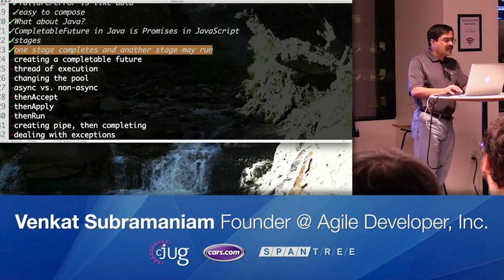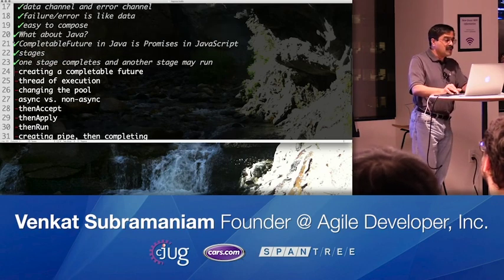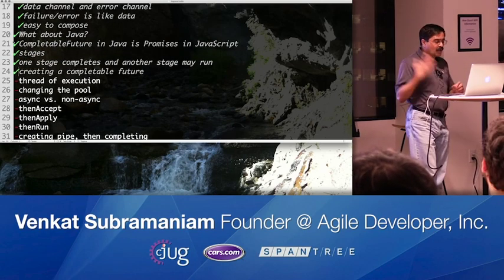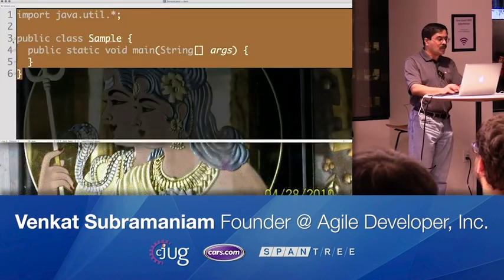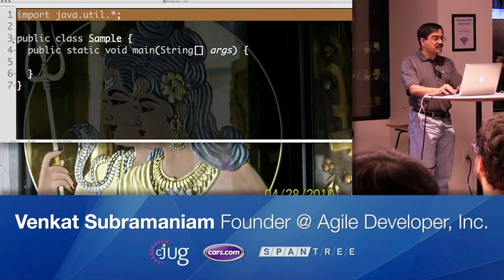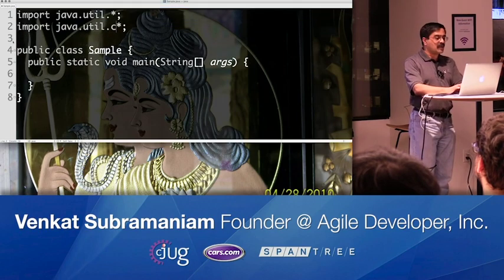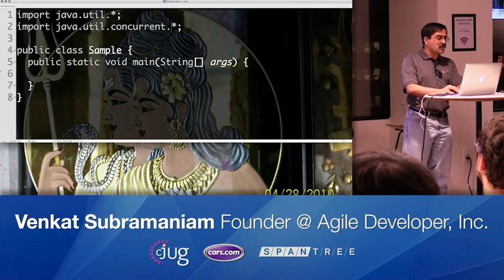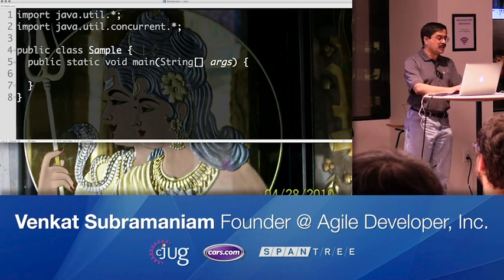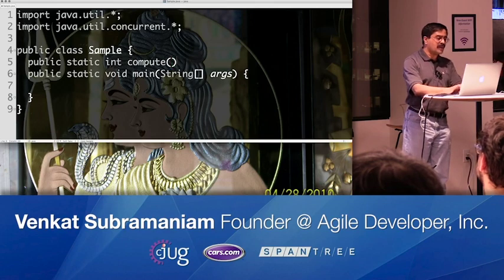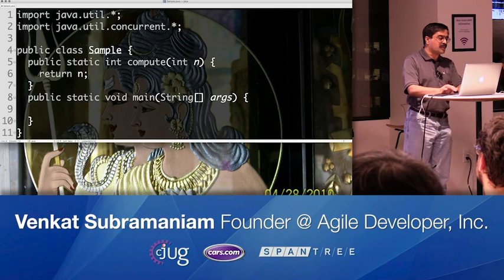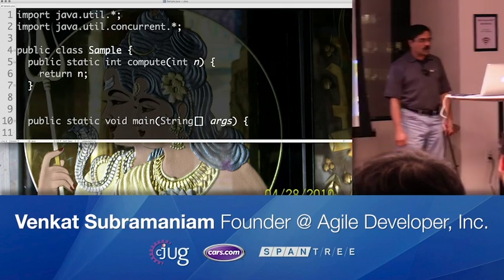So let's look at an example of using a completable future and how it works. Here's a silly example I'm going to start with to understand how this actually works. The first thing I'm going to do is bring in, let's say, concurrent star, and we're going to create a function that's going to return a completable future. I'm going to say here is a function called compute, and this function takes a value n, and all that it's going to do is simply return the value n. Doesn't do a whole lot right now.